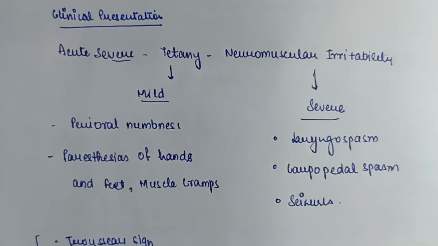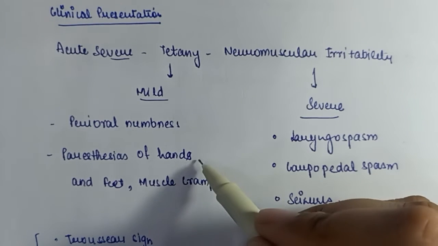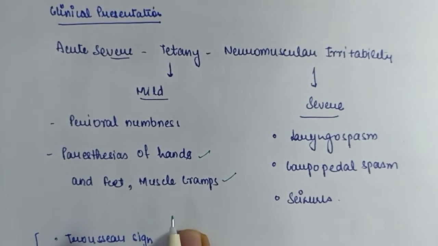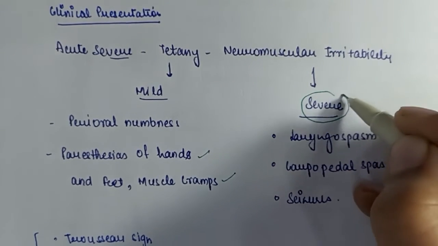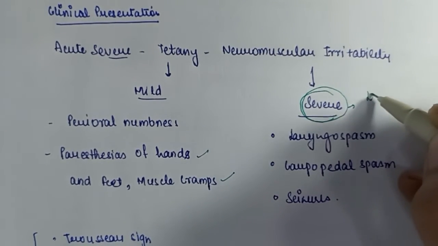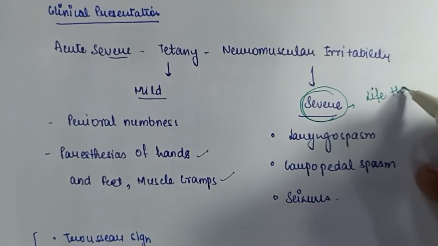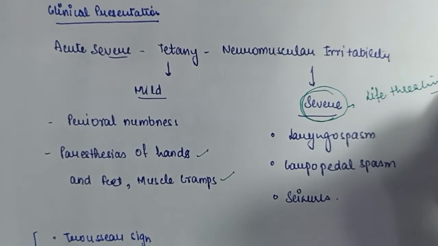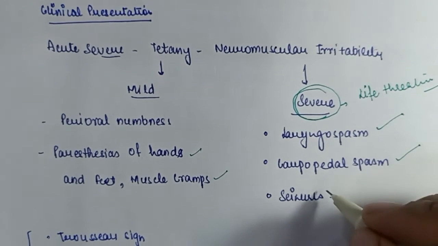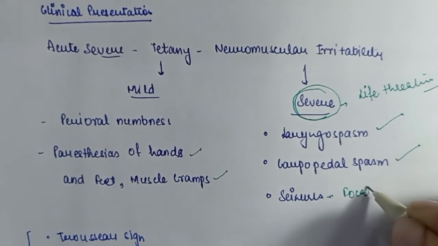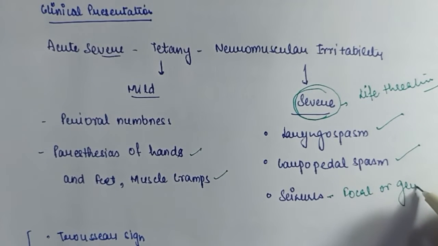In the mild form of tetany, there can be perioral numbness, paresthesias of the hands and feet, and muscle cramps. But in the severe form, tetany is life-threatening. The patient can have laryngospasm, carpopedal spasm, and can present with seizures, focal or generalized.